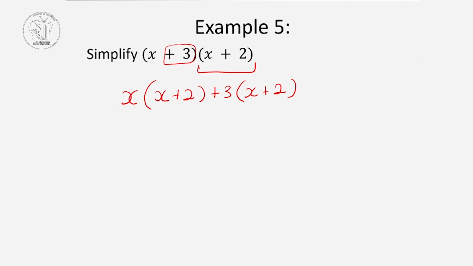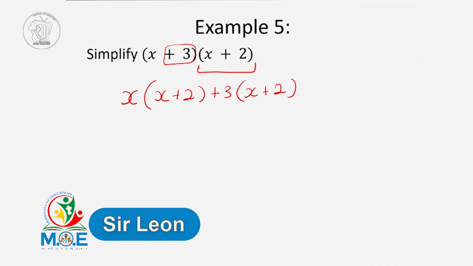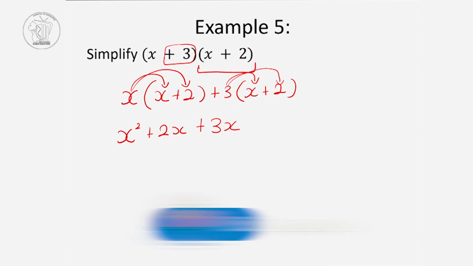And now we distribute the x. So this will be x times x will give me x squared. x times positive 2 will give me plus 2x. And now we have the 3. So plus 3 multiplied by x will give me plus 3x. Now I have plus 3 multiplied by 2 will give me plus 6.